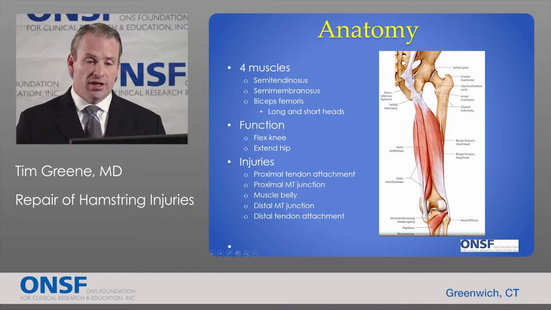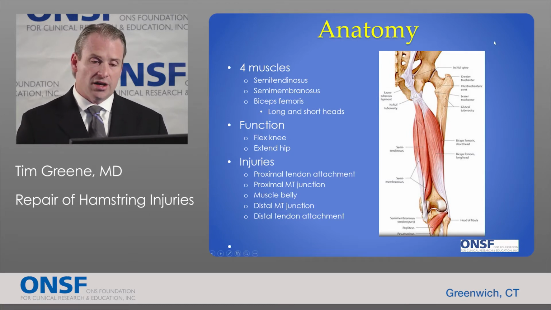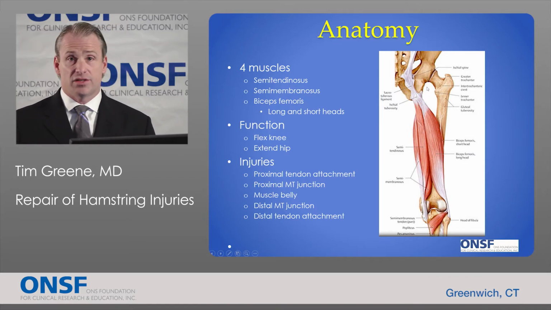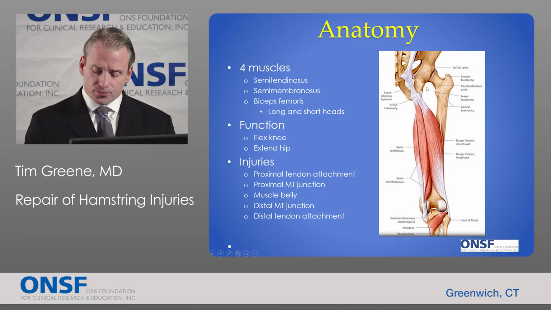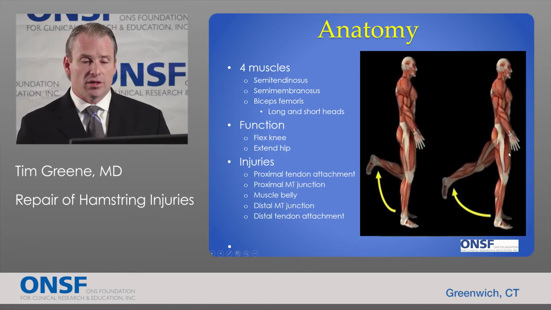At the upper end, more by the tuberosity at the hip, the tendon attachments coalesce. So the biceps tendon and the more superficial semitendinosus come to one common attachment, and then there's a second attachment for the semimembranosus. What's not on here, but what's important, is your sciatic nerve comes just along this area about a centimeter away.